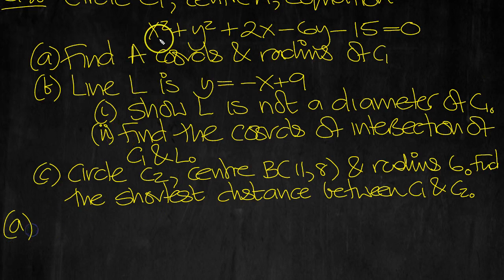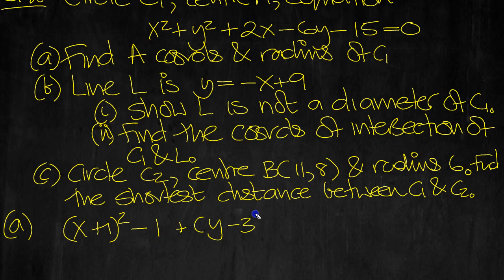So x: half of this is 1, so it'll be x plus 1 squared. And there's a 1 generated here, so put a minus 1 in. And then half of minus 6 is minus 3, so y minus 3 squared. That will give us the y squared and the minus 6y, but we get a plus 9, so we need a minus 9. And we've also got a minus 15 in the equation.